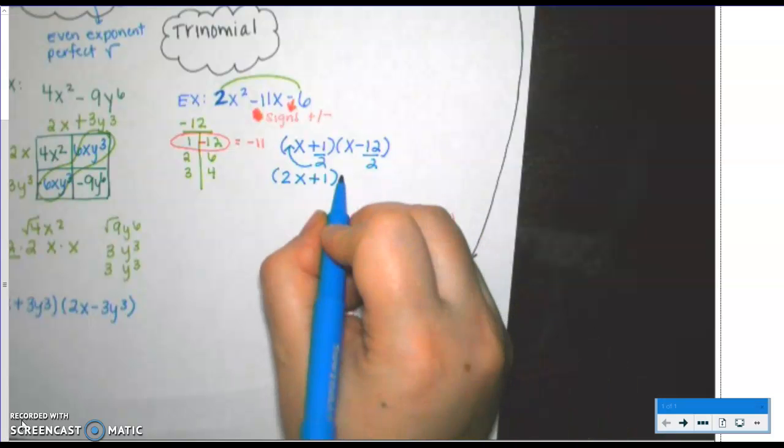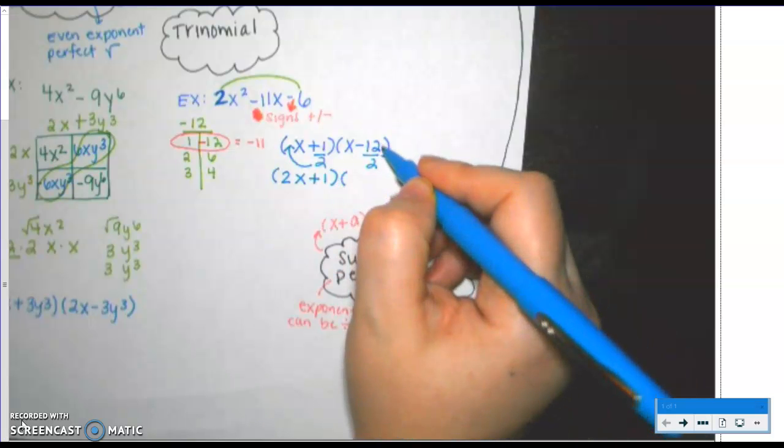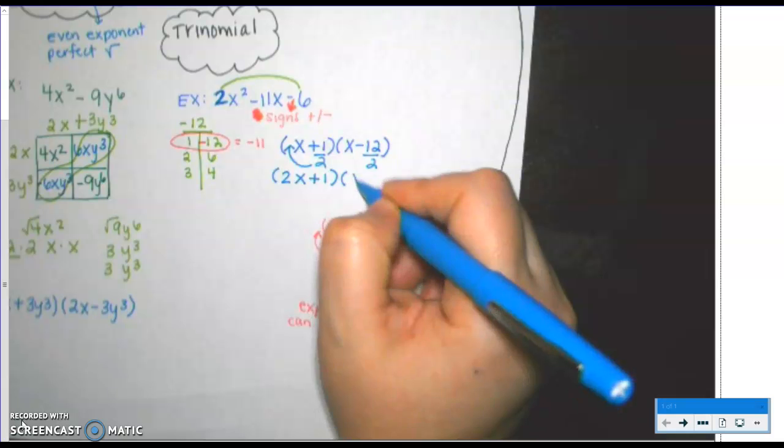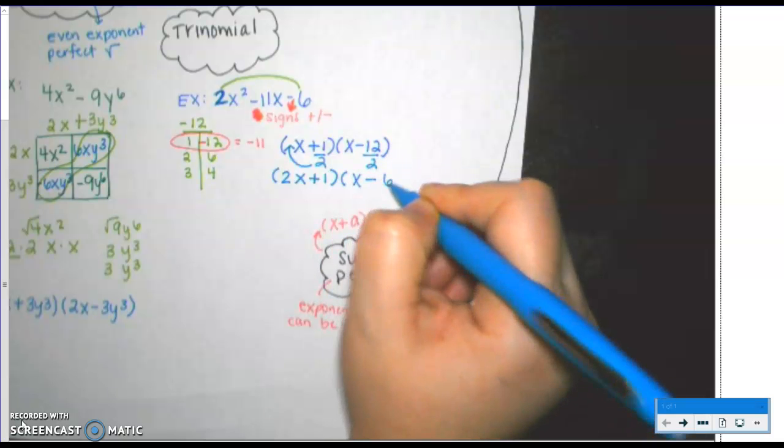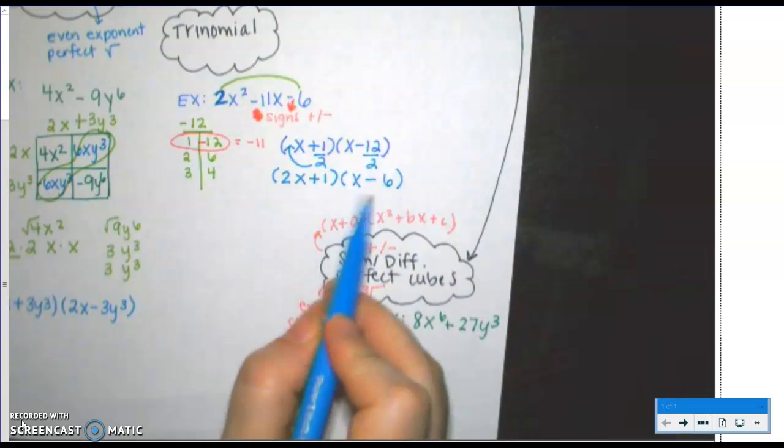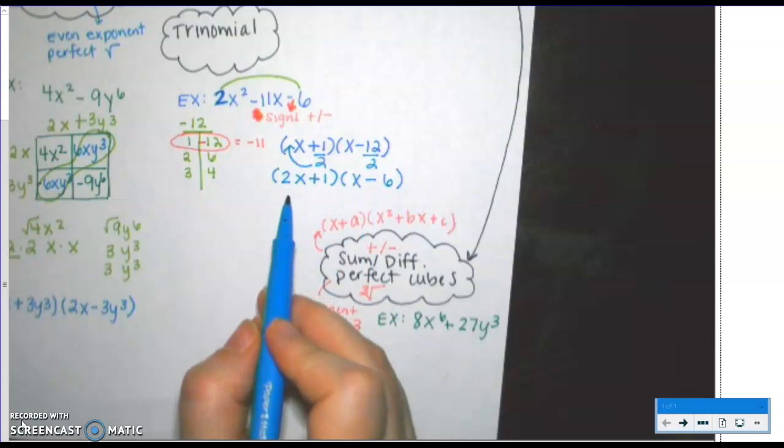All right, now my other factor I can simplify. 12 divided by 2 is 6. So simplify if you can. All right, now that is my final answer. And if I multiplied that out, it's going to work.